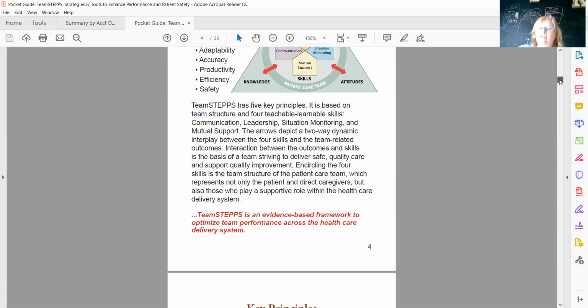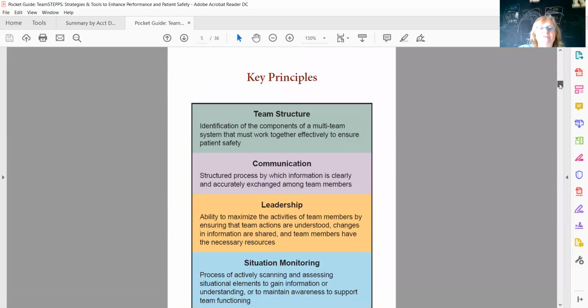And here we go. I'm going to move down. You're going to read all of this. I don't need to read this to you. Here are some key principles, and I think I'm just going to go over those quickly, understanding that it's essential that we identify who our team is and that we work together effectively, because we cannot have safe practice if we are not working together effectively in interprofessional teams.